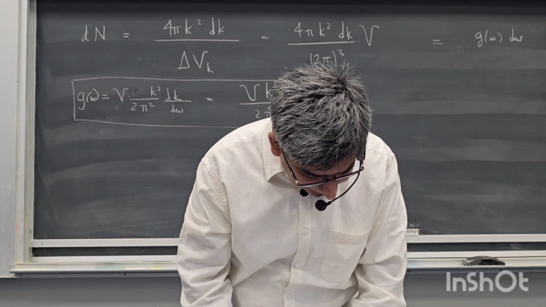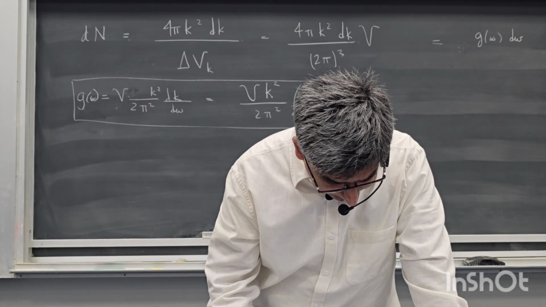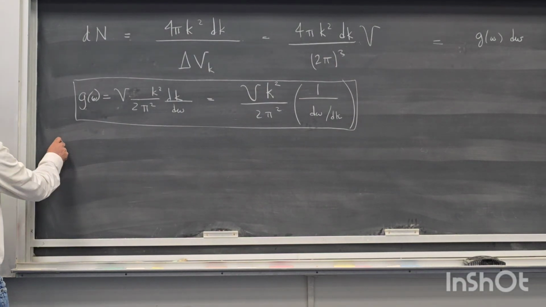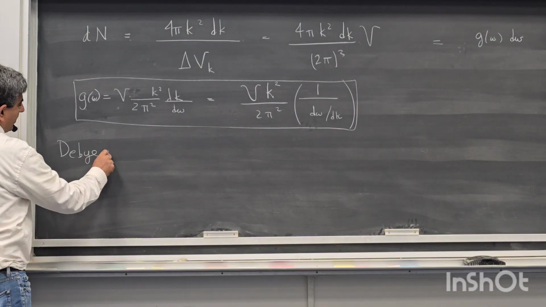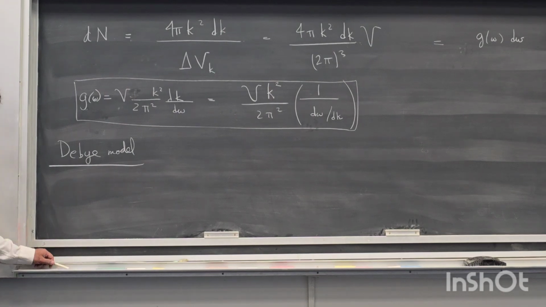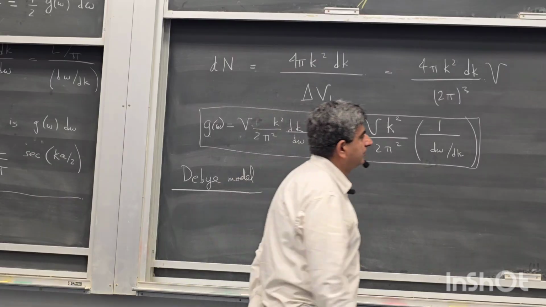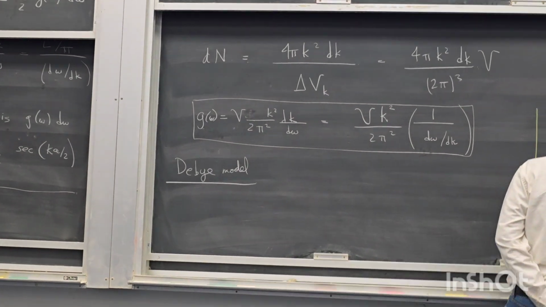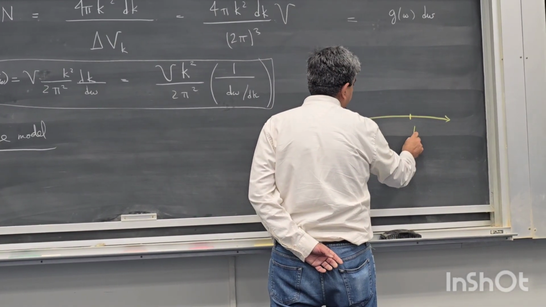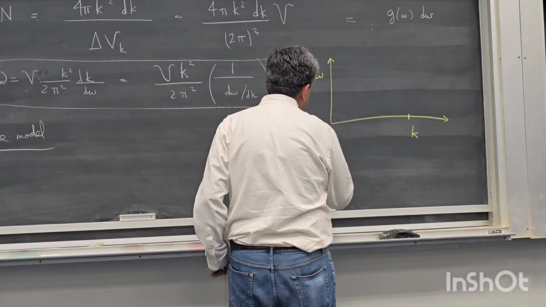So equipped with this description, now let's try the next improvement or refinement to the Einstein model, which is called the Debye model. What the Debye model states is that the dispersion relationship, so this is a model, for any 3-dimensional solid, if I have k and omega and I would like to find out the dispersion relationship, then it's a straight line.